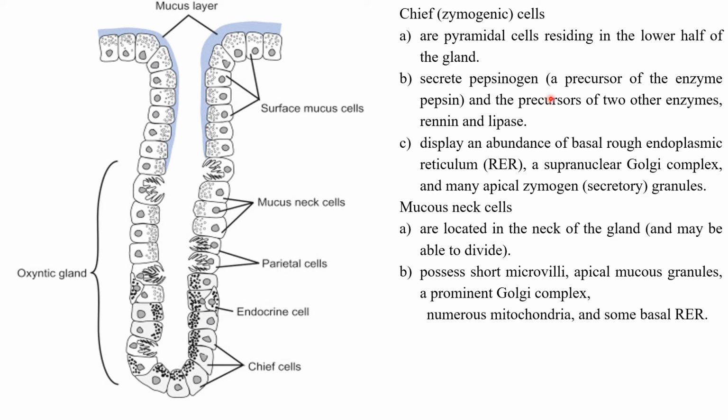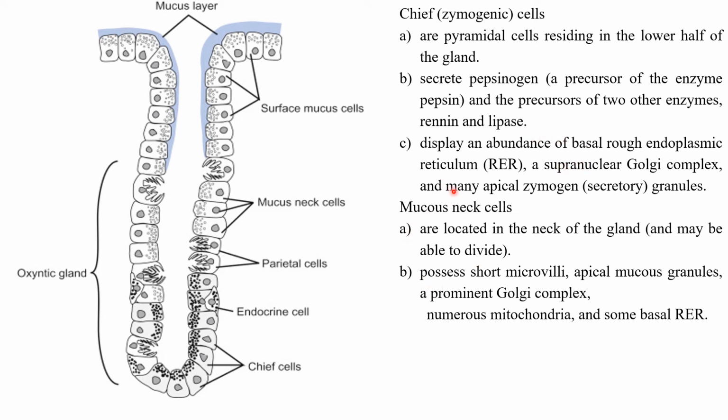And this pepsinogen is the precursor of the enzyme pepsin, which is a strong proteolytic enzyme, and precursors of two other enzymes such as renin and lipases. So renin is a milk curdling enzyme that is responsible for digestion of milk, and renin is secreted as prorenin. Okay, that is the precursor of the active form renin.